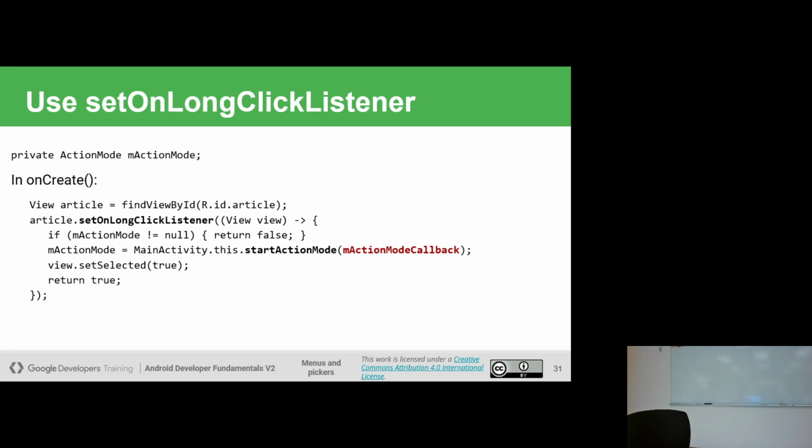Okay. Now, if you haven't done the long press, if you're not in the action mode yet, we're going to say MainActivity.this. We're going to start the action mode, give it a callback, save that to our instance variable. Now, you may or may not need to say MainActivity.this. Depends on the context that you're in.